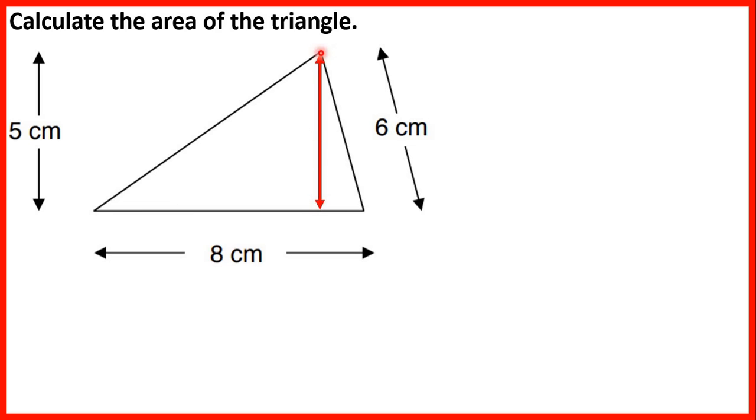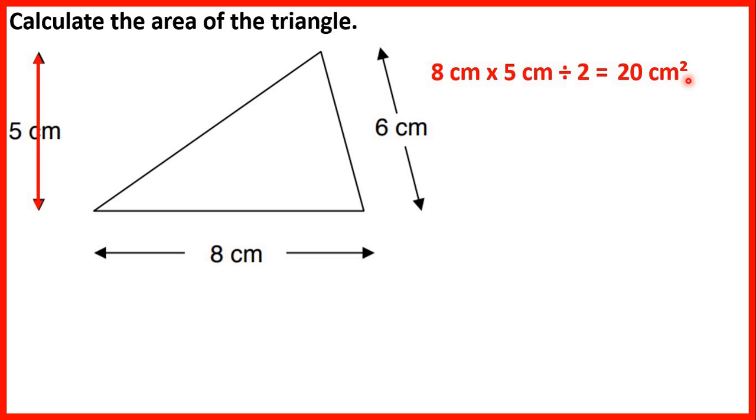Now we need to decide whether this is 5 centimetres or 6 centimetres. We can see that it's 5 centimetres. 6 centimetres just tells us the length of one of the sides, but we want the height, and the height of a triangle isn't always the same as one of the side lengths. So we need to multiply 8 by 5 and then divide by 2. 8 times 5 is 40, divided by 2 is 20. So the area of the triangle is 20 centimetres squared.